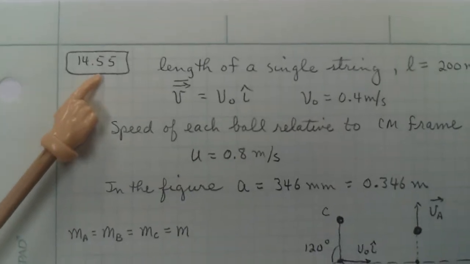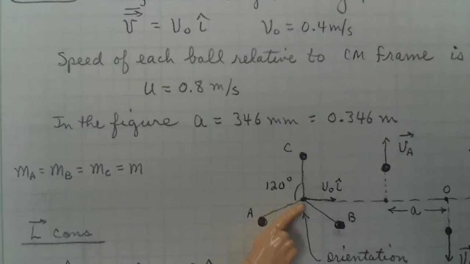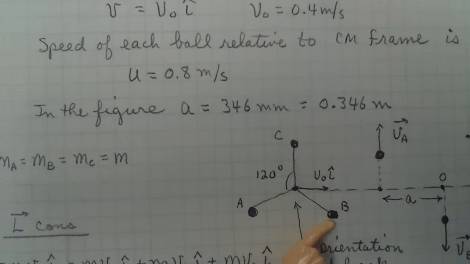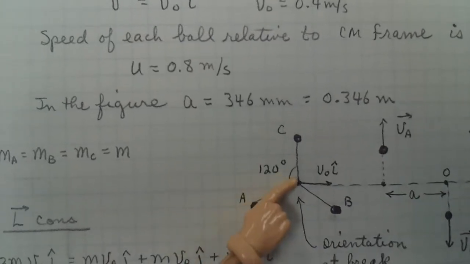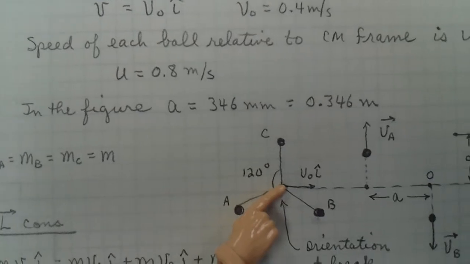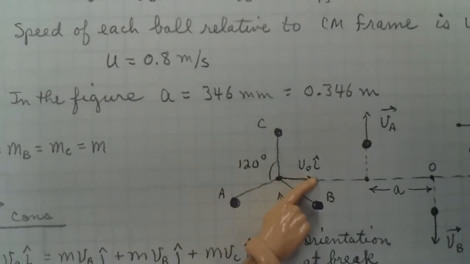Problem 14.55 involves a ring. It's rotating in a clockwise fashion with these three balls attached to it, A, B, and C. They're separated by 120 degrees from each other. The center mass of the ring in the system, therefore, is moving with a velocity v naught i.